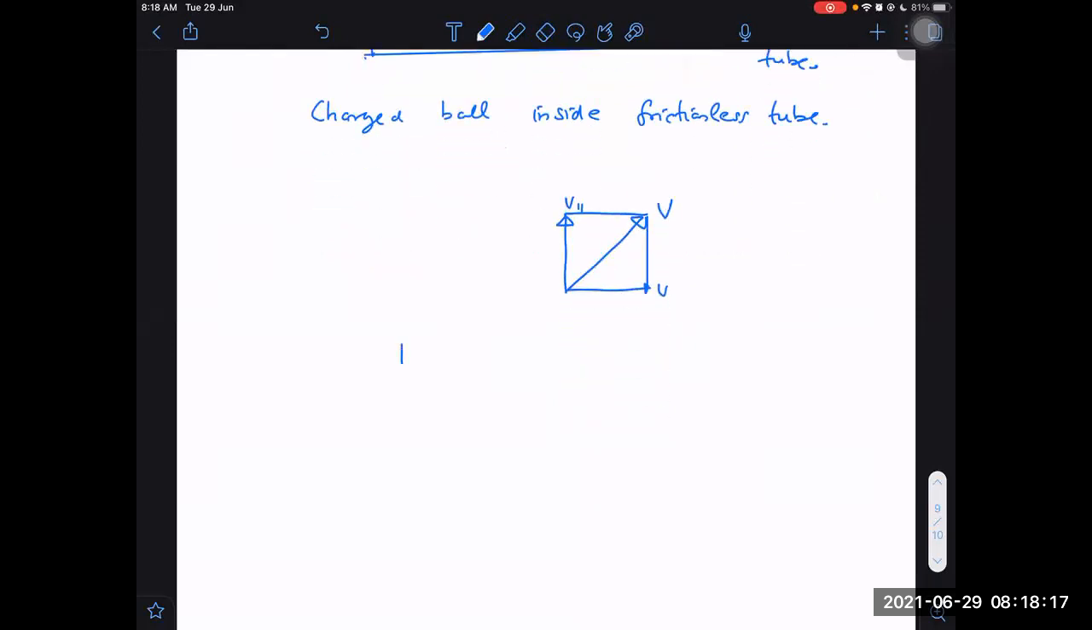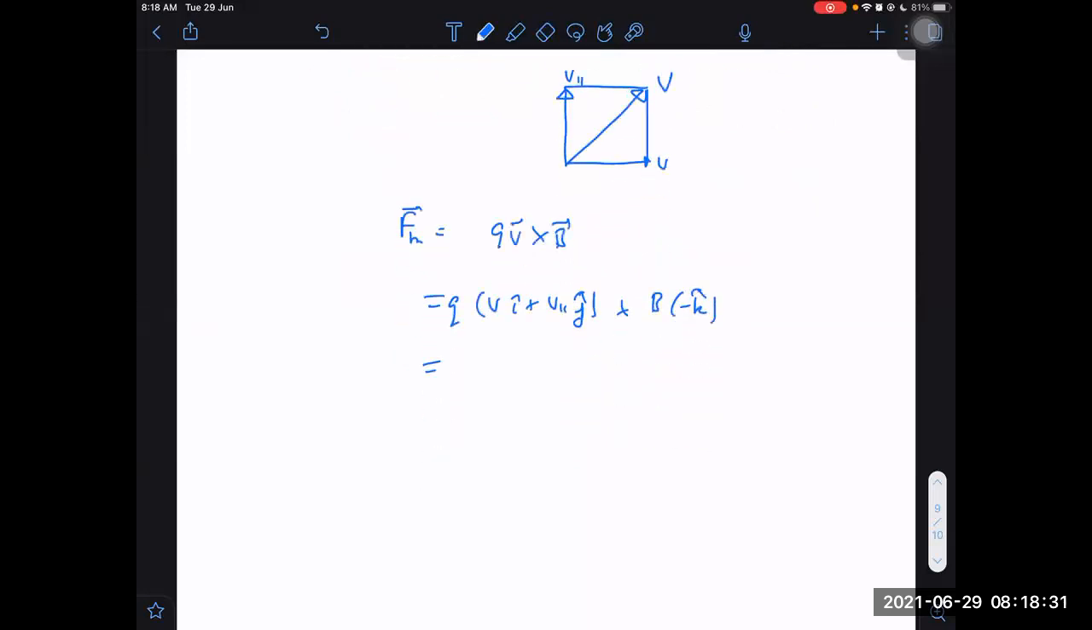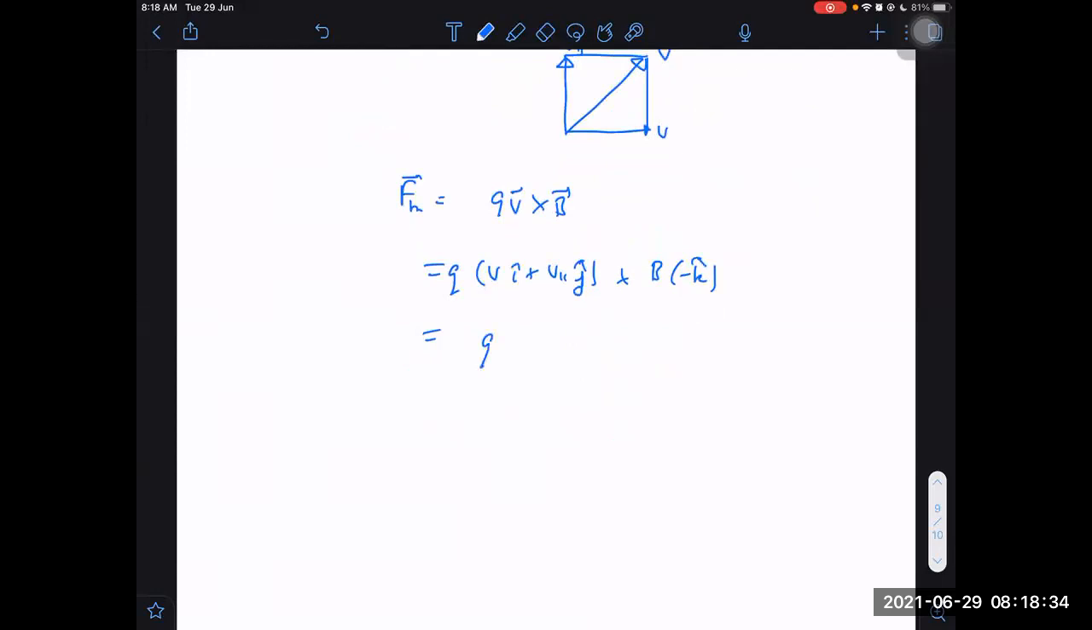So what will be the force? The magnetic force will be equal to Q V cross B. Let us write in vector form: Q (V i cap plus V parallel j cap) cross B (minus k cap). What would that be? i cross minus k will be QVB j, plus QV parallel B times j cross minus k. What is j cross k? j cross k will be i, but it is minus, so it will become minus i, right or not? Is it okay?